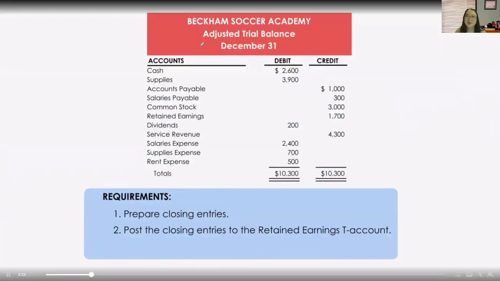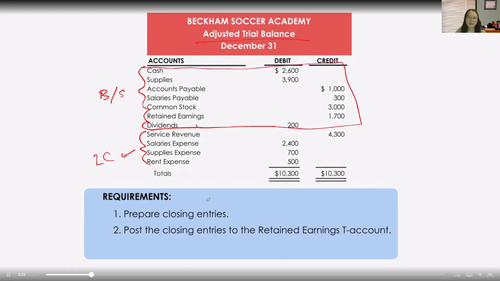So as you can see, adjusted trial balance, meaning that after we post all the closing entries, we have cash, and we have payables, we have equities, we have retained earnings, a dividend, right? All this is on the balance sheet. And all this service revenue, salaries, expenses is on the income statement, okay? So preparing closing entry and posting the closing entry to the retained earnings T account.